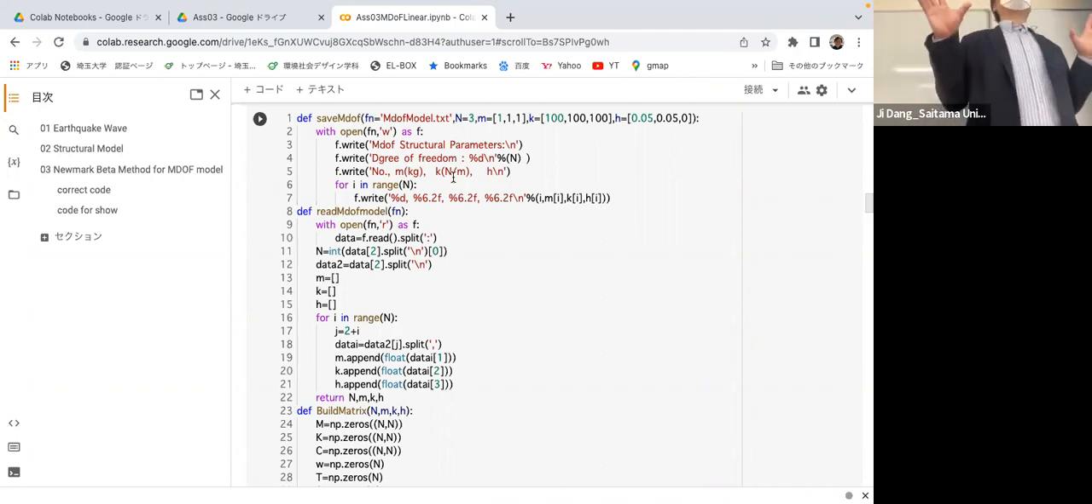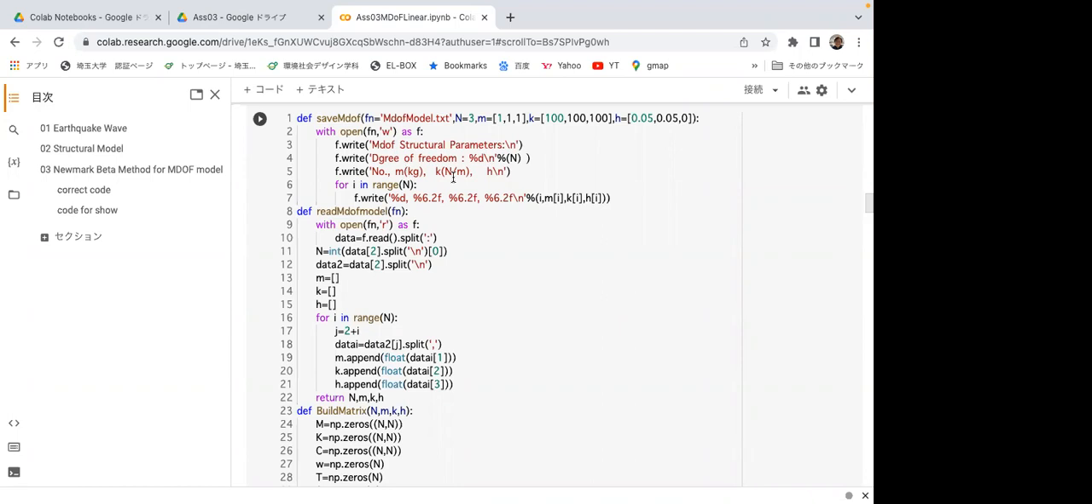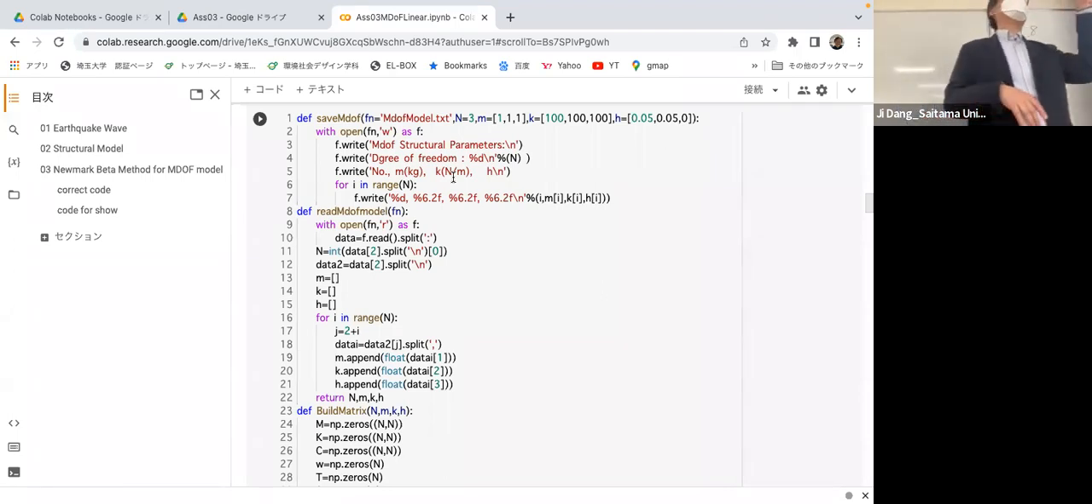So for this homework, you do 3 degrees of freedom, only 3, okay? M1, M2, M3, all of them equal 1. For K, 3 springs: K1, K2, K3, all of them equal 100.